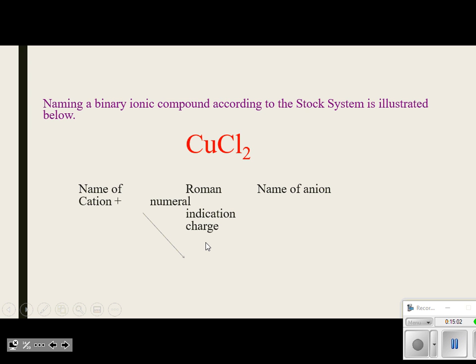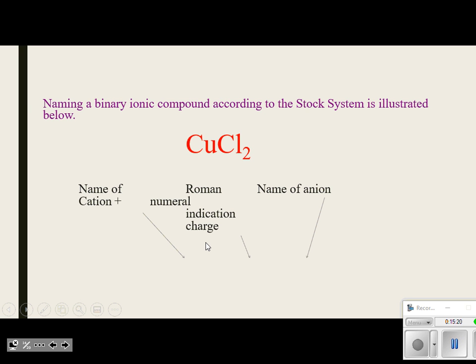Just copper. The cation is the first one. Remember that we write the metal first. So the cation is the first one. Will says it's copper. I have copper. Let me get to where I need to be. Okay, I have copper there.